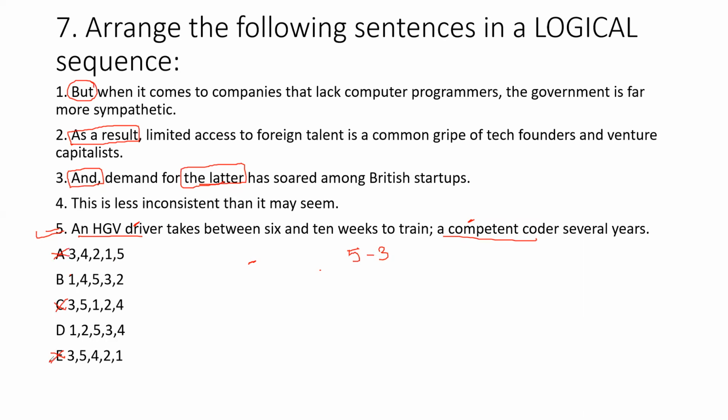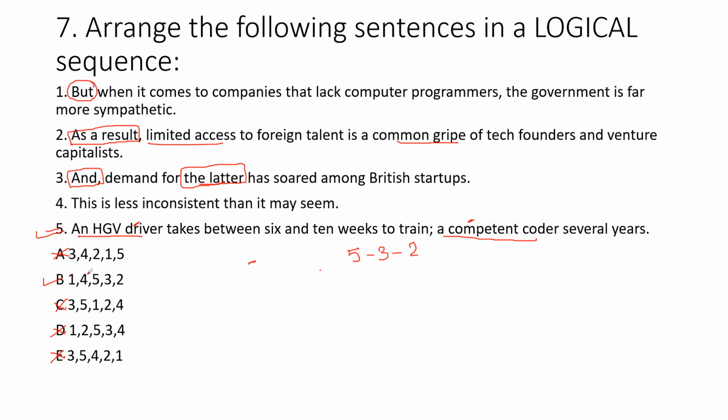If we are saying the demand for latter has soared among British startups, what would be the result of it? Then the result would talk about limited access to foreign talent is a common gripe. So this is a common gripe of tech founders. So 2 should come after 3. Since 5-3-2 is a sequence, we can eliminate option D, left with option B.